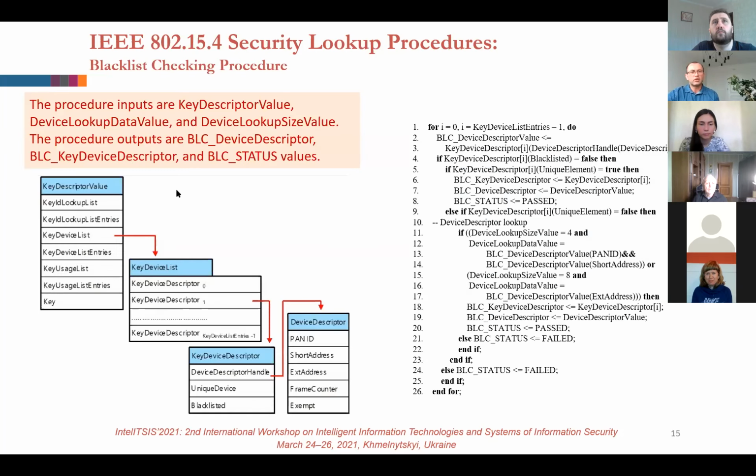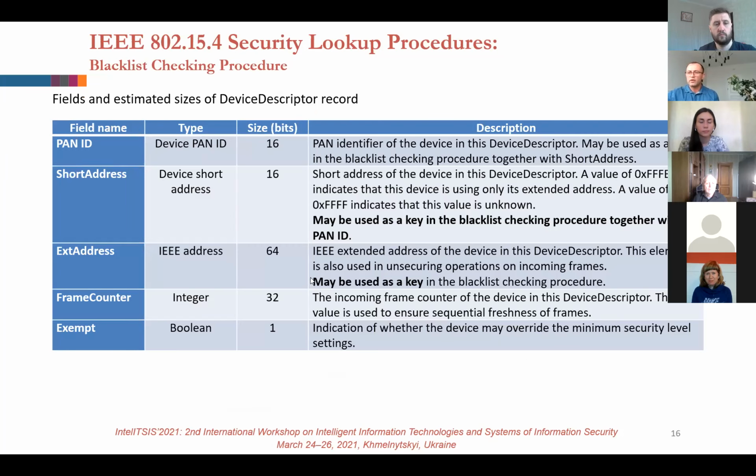Here we can see the device descriptor and key descriptor lookup processes within the blacklist checking procedure. Also here we can find a pseudocode for this procedure implementation. A description of the fields and estimated sizes of the device descriptor record is given in the table. And here the elements are highlighted that may be used as keys for the lookups.